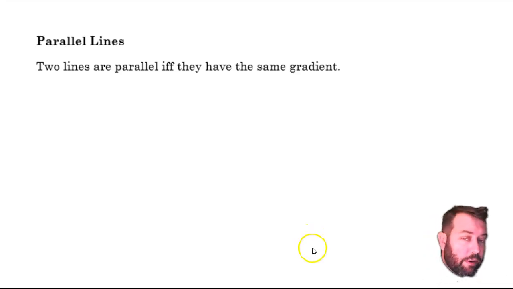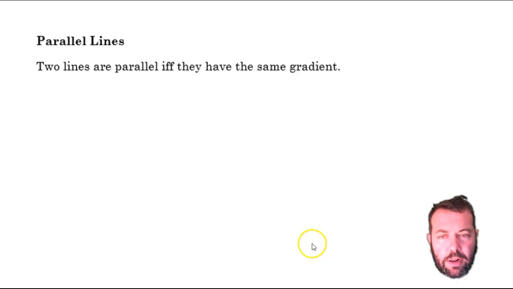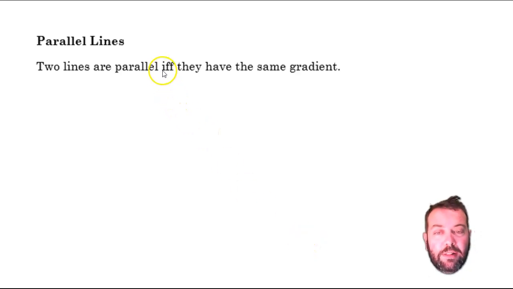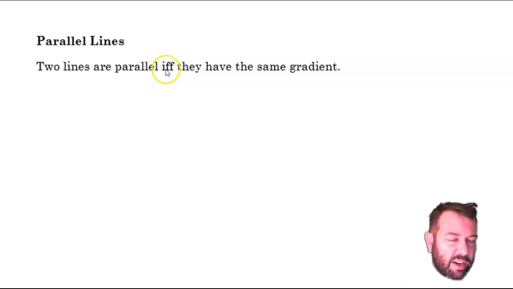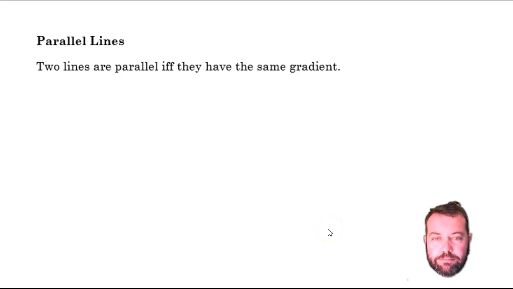Now let's talk about parallel lines. Two lines are parallel if and only if, that's what IFF means. It's not really a proper English word, but it's a nice maths word. If and only if they have the same gradient. So if two lines have the same gradient, they're parallel. If two lines are parallel, they have the same gradient. No exceptions to that rule.